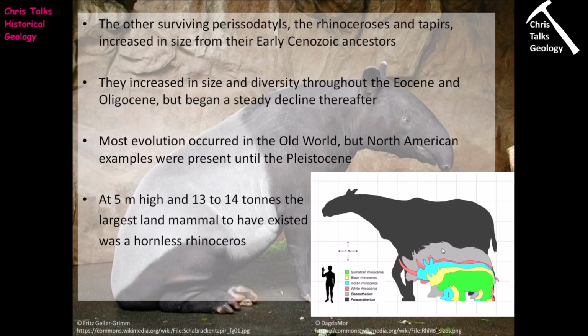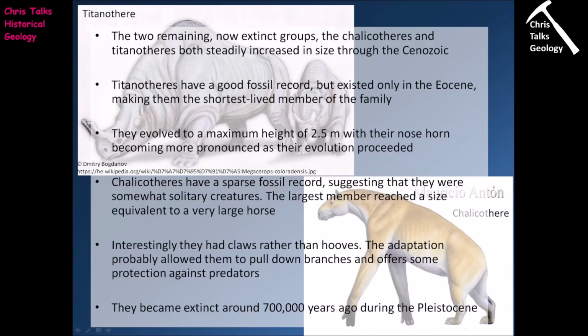In the light grey we have the woolly rhinoceros, which was of course present in the Pleistocene, so during the Ice Age, and then behind that we have this hornless rhinoceros, which is called Perissodactyla, and as you can quite clearly see, it was a real monster. The two remaining groups of Perissodactyla, which are both now extinct, are the chalicotheres and the titanotheres, and both of these groups steadily increase in size throughout the early to middle Cenozoic.